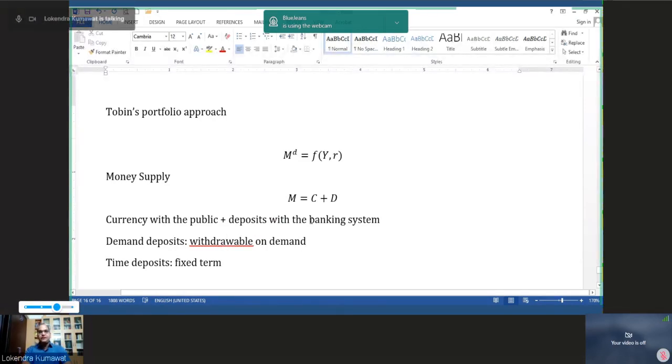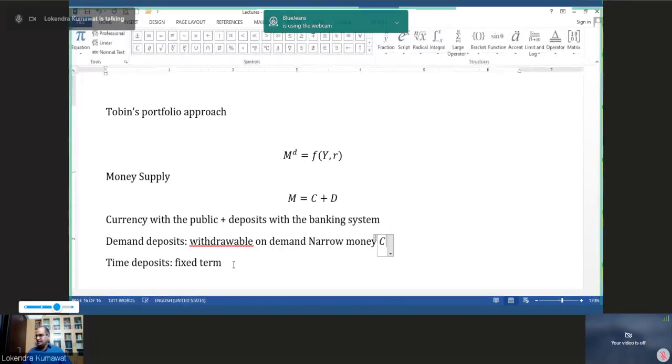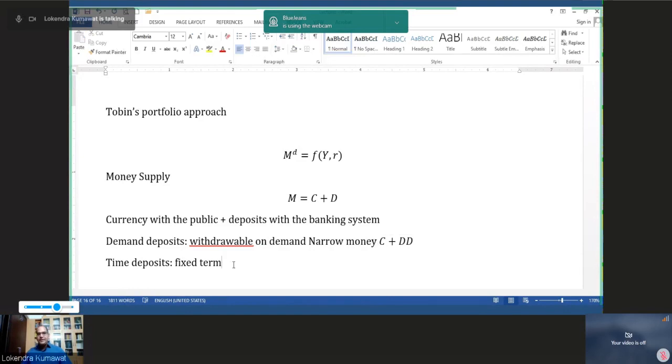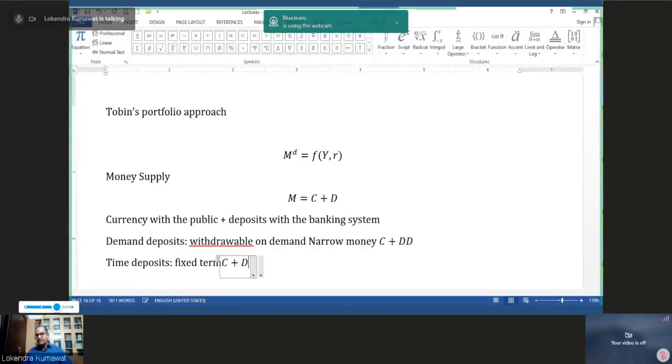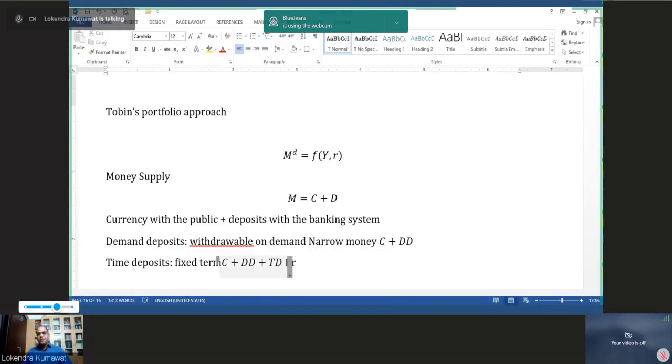So whether we keep ourselves confined to demand deposits or time deposits, that is the issue. If we are including only demand deposits, then that is called narrow money. So we can say narrow money is equal to currency plus demand deposits. But if we also include time deposits, that is, currency plus demand deposits plus time deposits, then we have something called broad money. That is the basic idea, the broadly accepted definitions for these two types of monetary measures.